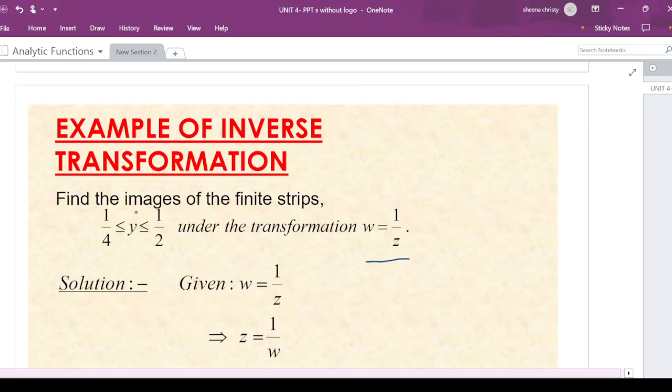Consider this problem. Find the image of the finite strip Y lies between 1 by 4 and 1 by 2 under the transformation W equal to 1 by Z. So Y is greater than or equal to 1 by 4 and less than or equal to 1 by 2. For finding the transformation, first we are going to express W equal to 1 by Z, which can also be written as Z equal to 1 by W.